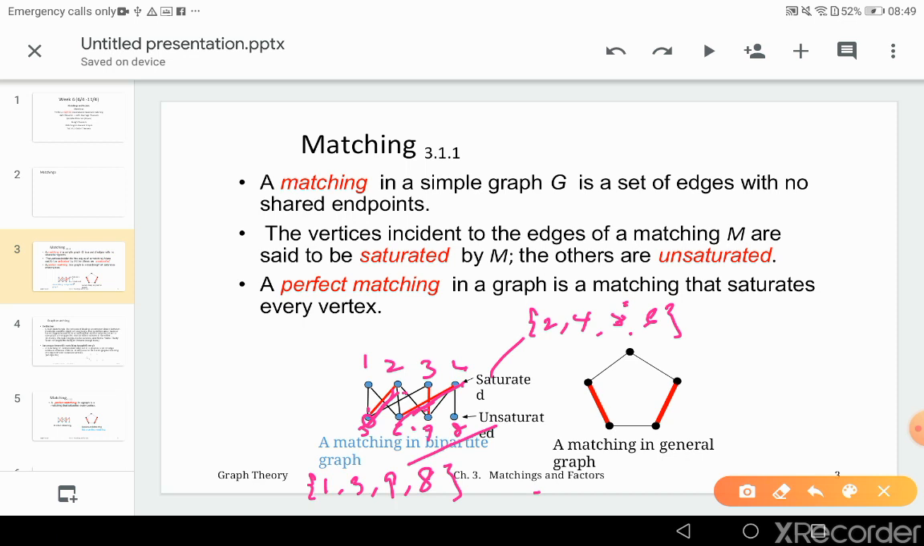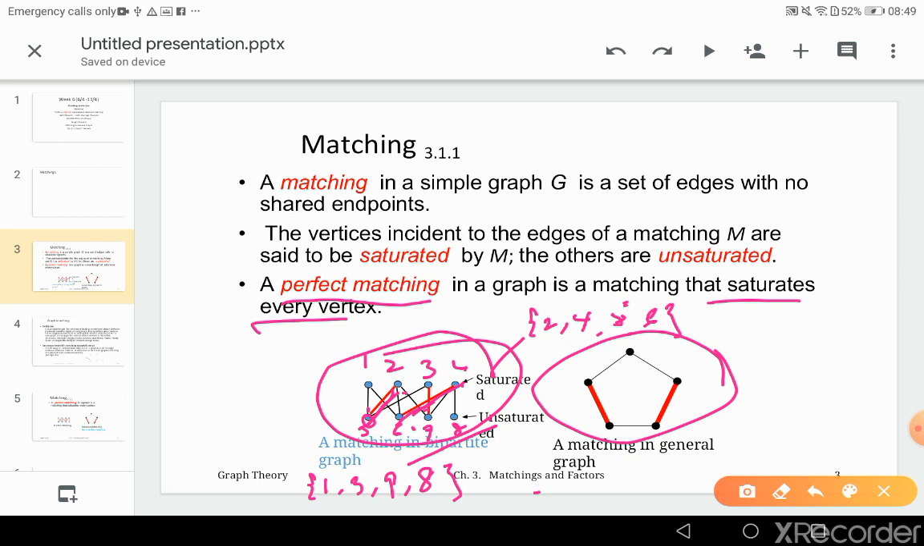Alright, a perfect matching. What is a perfect matching? A perfect matching in a graph is a matching that saturates every vertex. If you see here, is it a perfect matching? No, this is not a perfect matching because there is an unsaturated vertex.